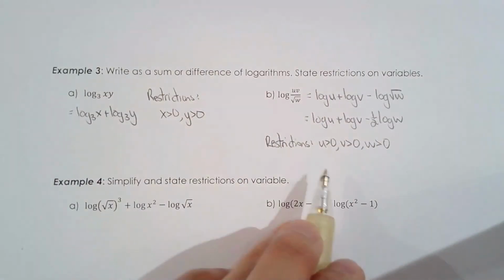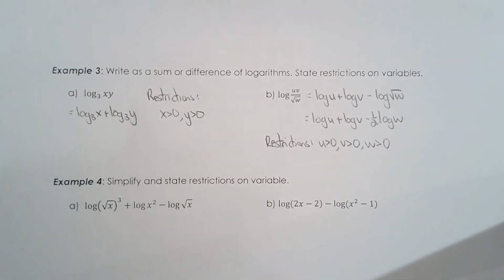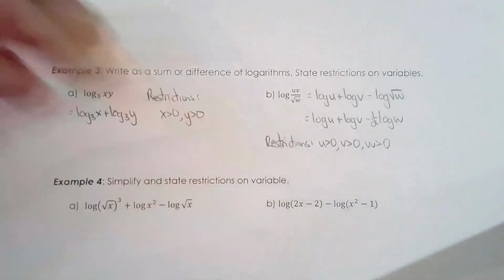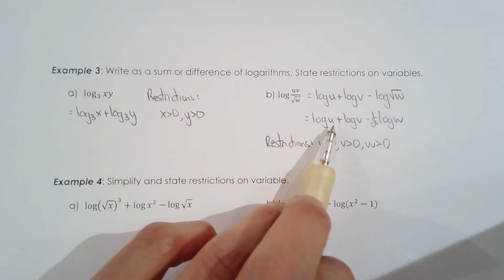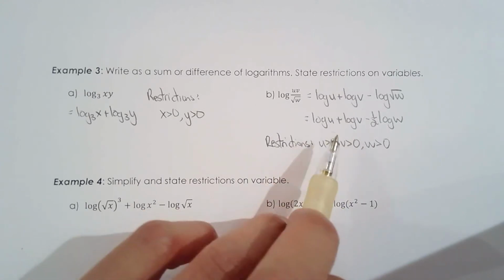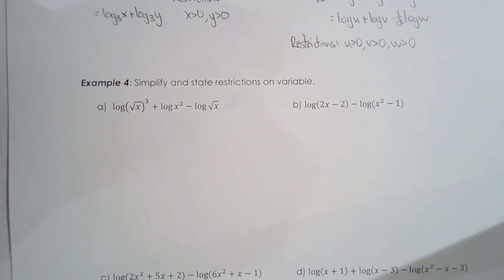Please don't get in the habit of saying it's always just greater than 0, because you'll see later on in some examples, it's not as simple as just greater than 0. Right now it's just greater than 0 because the argument is just a variable by itself. It's not that complicated. But down here, it's 2x minus 2 over x squared minus 1, so then you have to really think about it.